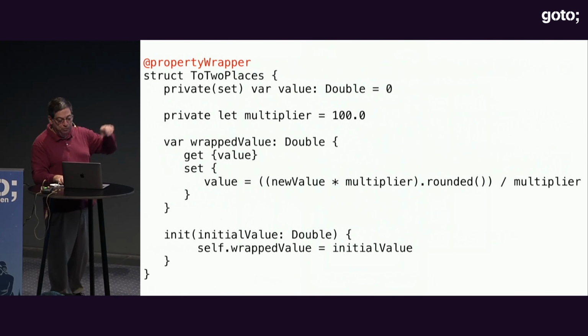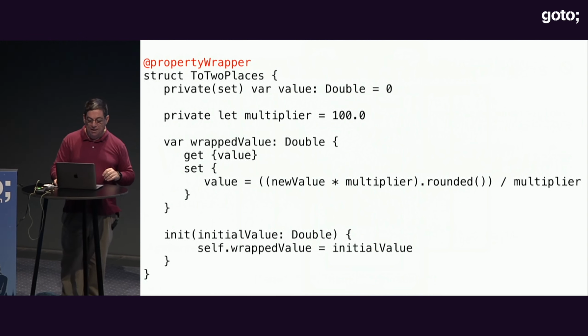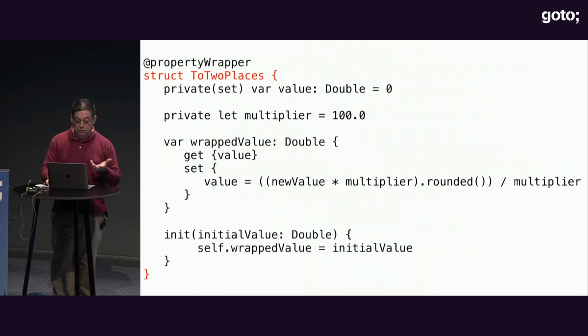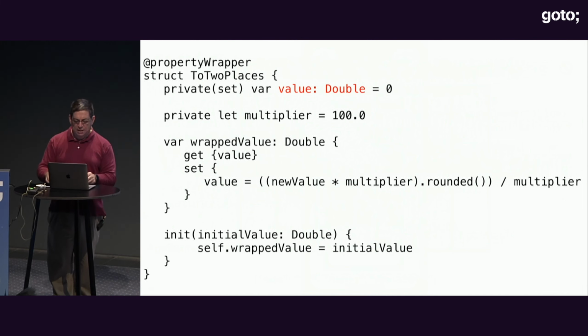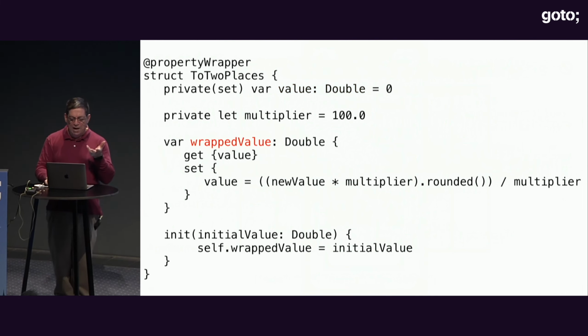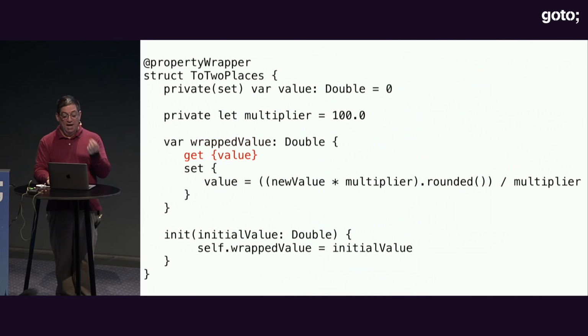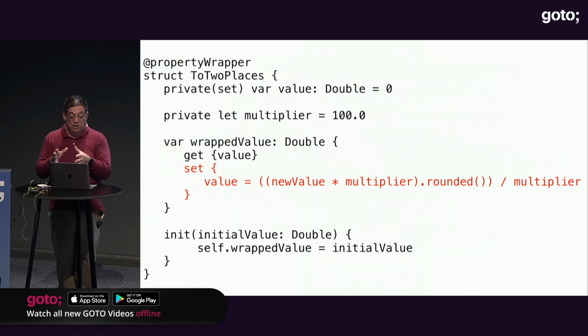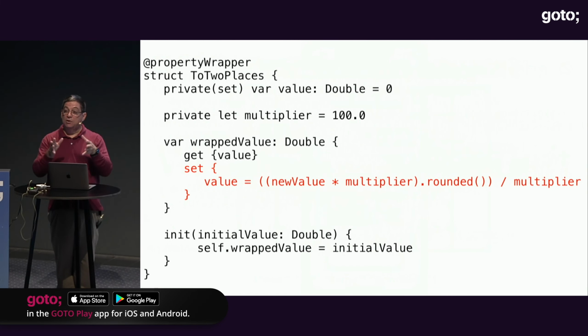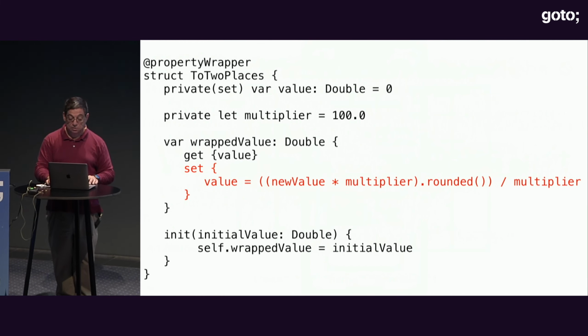I have something called ToTwoPlaces, and it's a property wrapper. I've got this struct ToTwoPlaces, and inside it, this is the double. This is the value that I'm really caring about. But I'm going to expose it out in such a way that it is rounded to two places. And so I'm going to have this wrapped value that if you ask me what the wrapped value is, I just return the value. And if you set the value, that's where I round it to two places. So you say, give me a new value that is 1.2345. I'm going to round it to two places.